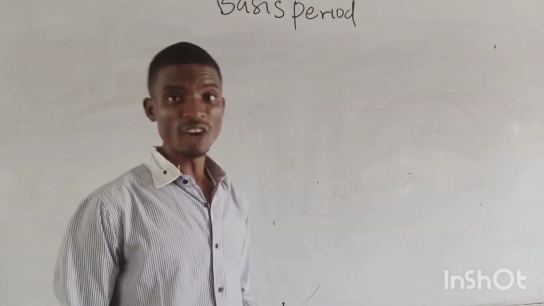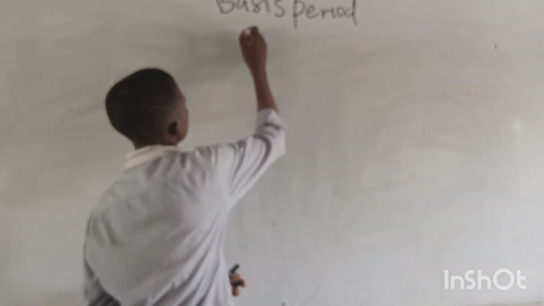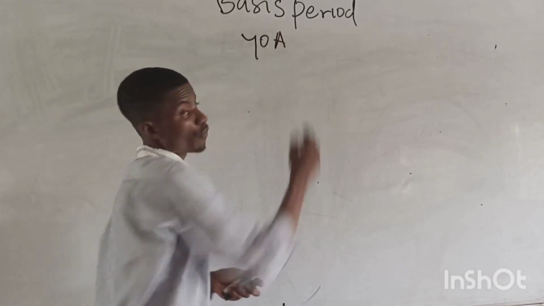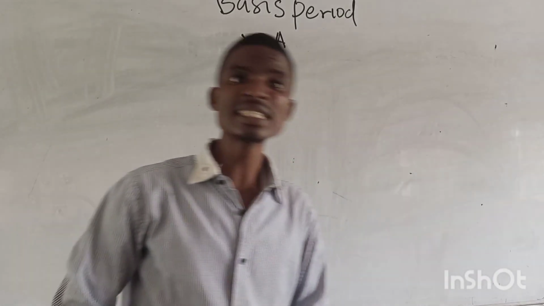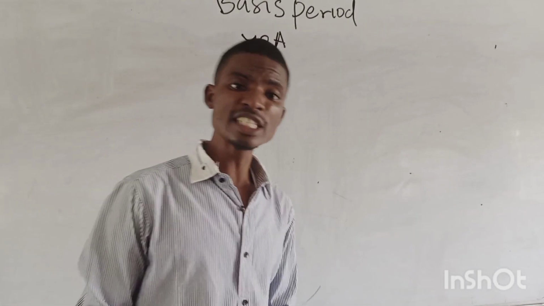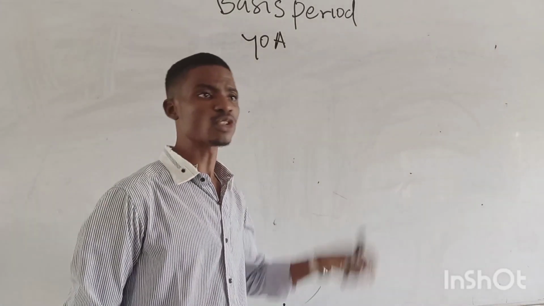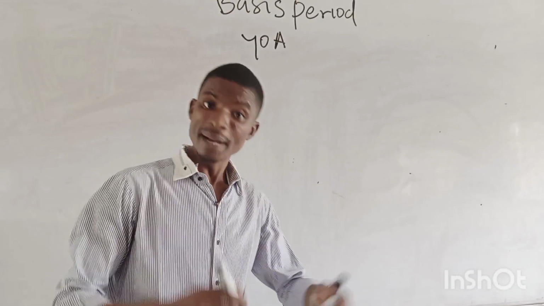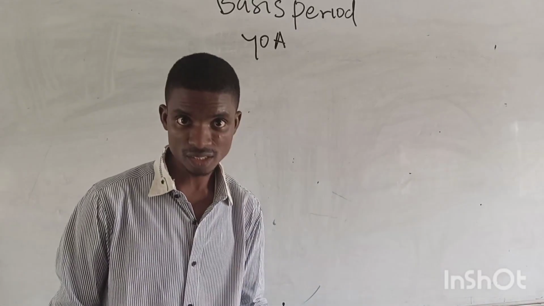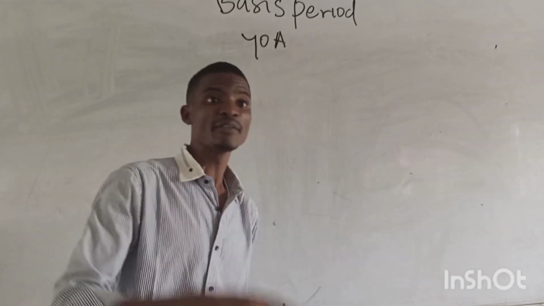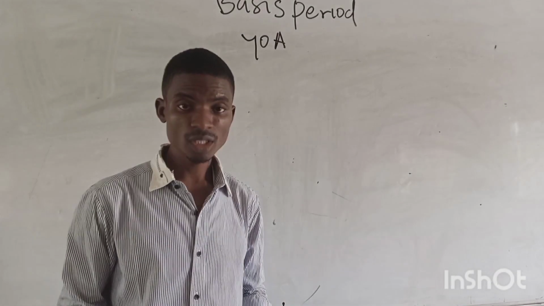Under this basis period, we have what we call the year of assessment. The year of assessment is the year upon which the operating result of the business firm will be assessed to tax. The basis period is about the period within that year of assessment, while the year of assessment is the very year that the business will be subjected to tax.